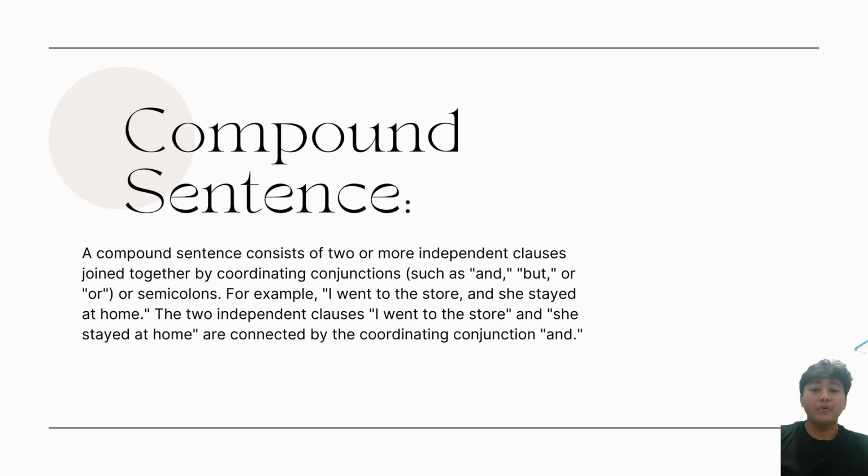And the next is compound sentence. A compound sentence consists of two or more independent clauses joined together by a coordinating conjunction such as and, but, or, or semicolons. For example, I went to the store and she stayed at home. The two independent clauses, I went to the store and she stayed at home, are connected by the coordinating conjunction and. That is the example and the meaning of compound sentence.